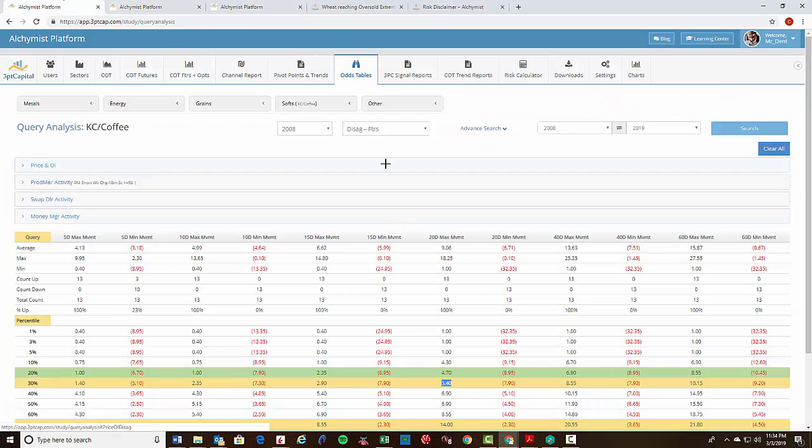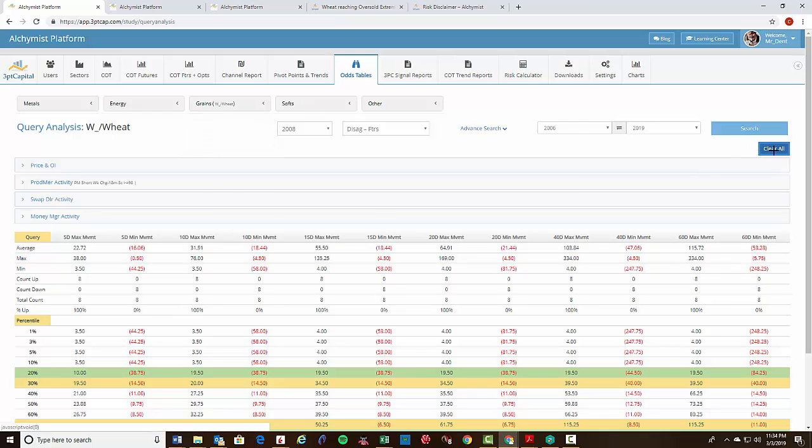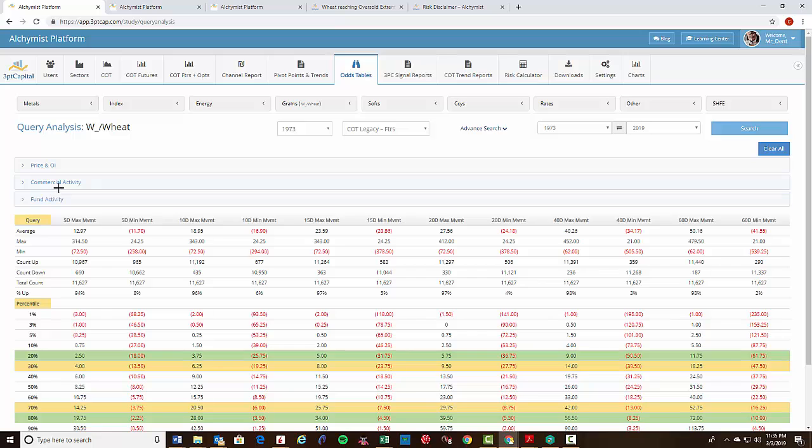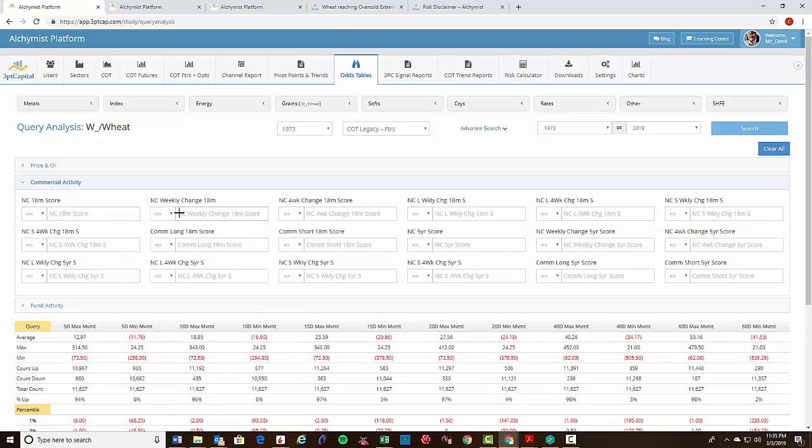Now, if we go over to grains, we look at wheat. Just want to clear our filter. Okay, so we want to look at wheat. We want to look at the commitment of traders report. We want to look at commercial activity, and we want to see a net commercial weekly change score of greater than or equal to 90, which is what we saw on February 19th.